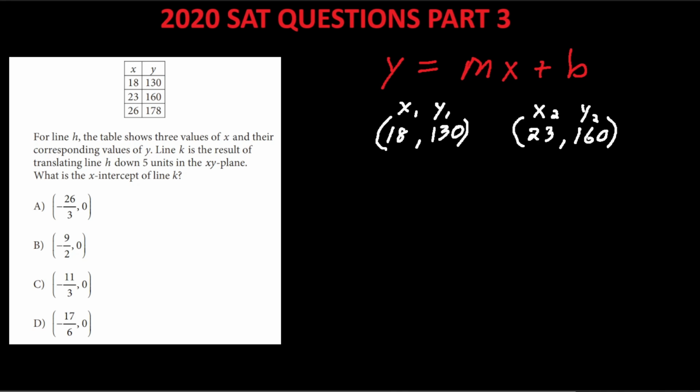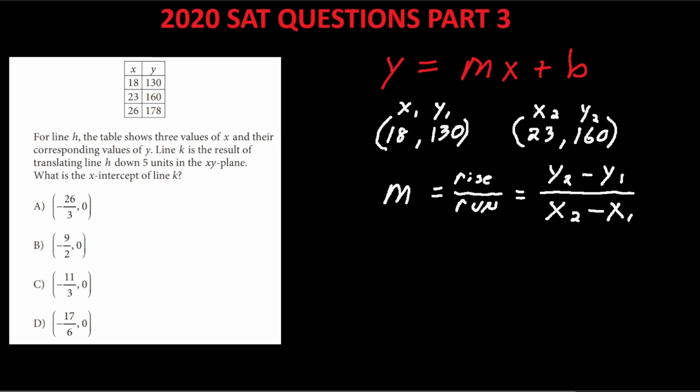So our x1, y1 is 18 and 130. Our x2, y2 is 23 and 160. So we write the formula for slope as rise over run. So it's a difference of the y's over the difference of the x's. Then we substitute. y2 is 160 and y1 is 130. x2 is 23 and x1 is 18. So when we subtract, we get 30 on top and 5 on the bottom. So our slope is 6, so we replace the m up top.